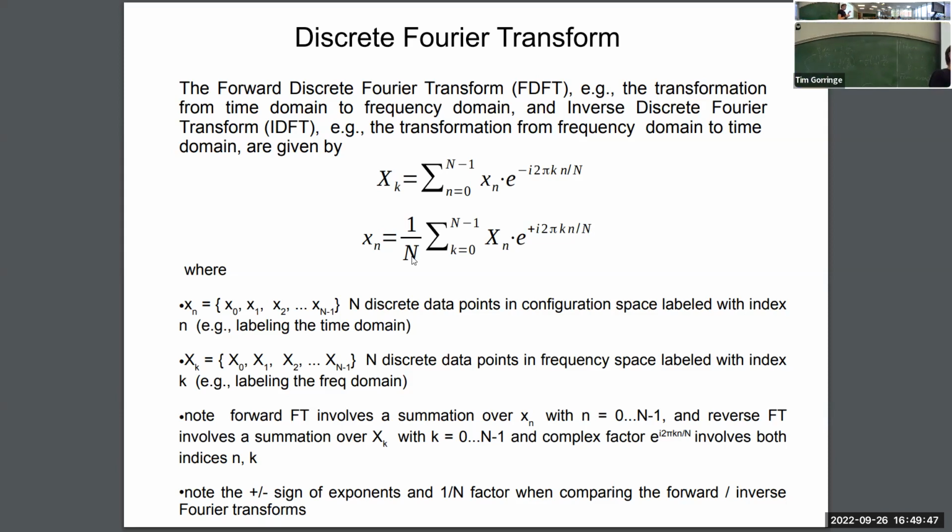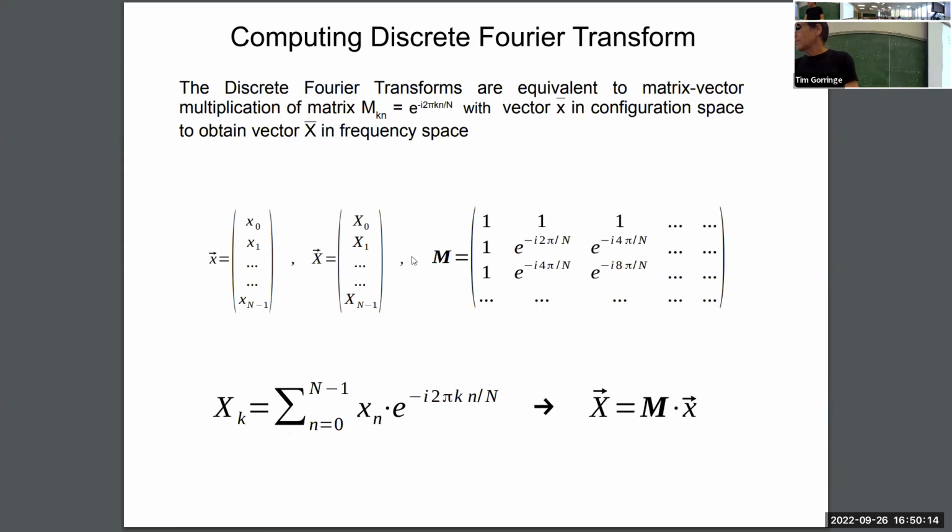If you were to go from time domain to frequency domain and then back to time domain and expect to get back what you started with, you need a factor of 1 over n in the normalization. And that's most often, I think, put in the inverse transform, but not always, but that's how it is here. Okay.